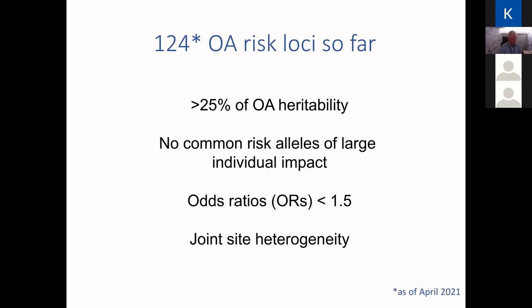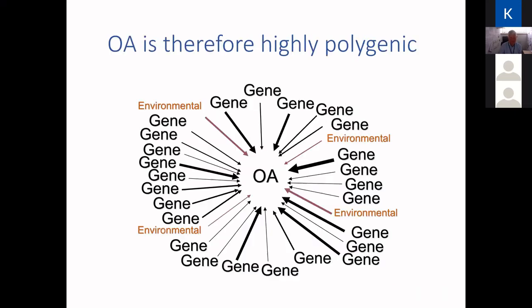And something else that has become apparent from the genetic studies is that there appears to be joint site heterogeneity. And what that means is that a risk allele for osteoarthritis at the hip won't necessarily also be a risk allele for osteoarthritis at the knee. So there is this difference between different skeletal sites when it comes to the genetic component of the disease.